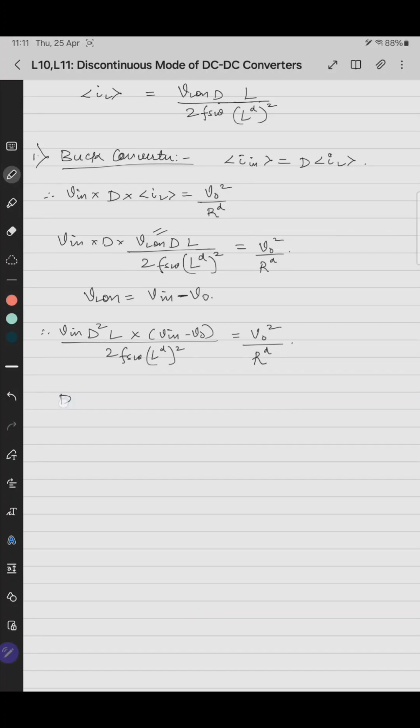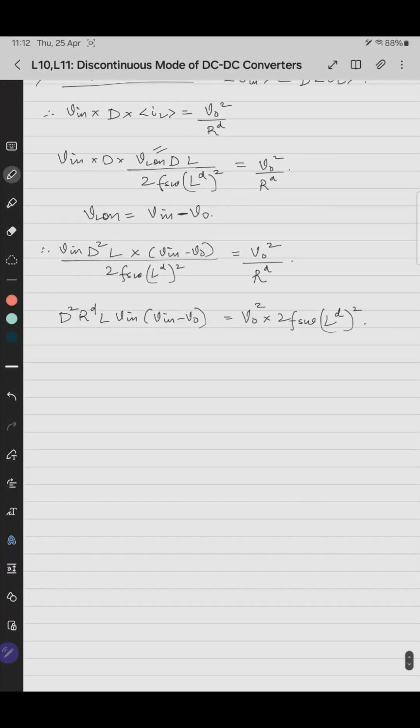It will be D square RDL into (V in minus V naught) equals V naught square into 2F switching into LD whole square. So first we'll see if everything is correct. D square L into RD into (V in minus V naught) equals 2F switching LD square into V naught square. Yeah, we'll divide on both the sides with V in square.